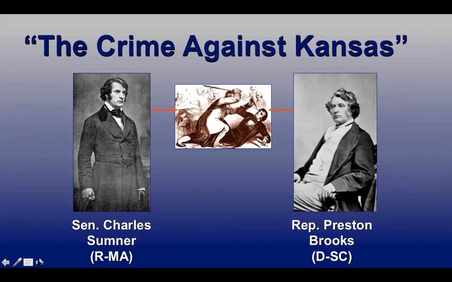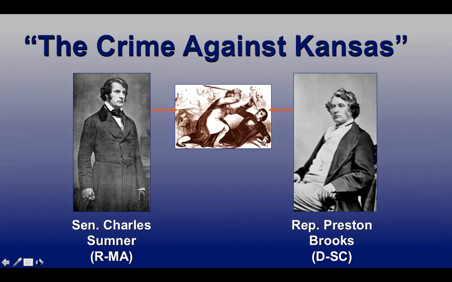So he gives this speech, I believe it lasts 2 days, and he specifically calls out Andrew Butler of South Carolina, another senator, calling him an imbecile, and said that he had chosen a mistress, and I mean the harlot of slavery. Basically, he's saying that he is one of the biggest supporters of slavery, and how could you ever do that politically? It's wrong, this and that, okay? The problem here is that Andrew Butler is not there, but his nephew, Preston Brooks, is there. So Preston Brooks is sitting here listening to Charles Sumner talk smack about his uncle.